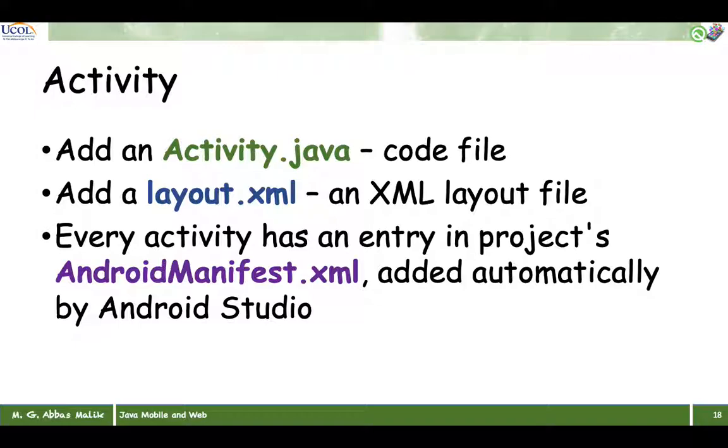So activity.java is the code file where you are going to implement the functionality. Layout.xml, you know, is where we design the GUI component. And then the Android manifest file. Remember, for our main activity, it has an entry for the main activity. All the activities that you add into your application must have an entry inside our AndroidManifest.xml file. If it is not there and you try to start that activity, the Android system will say, sorry, this activity is not part of your application, so I can't start it.